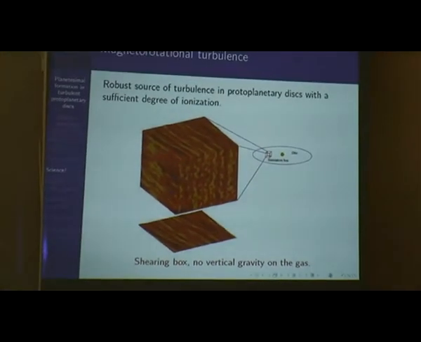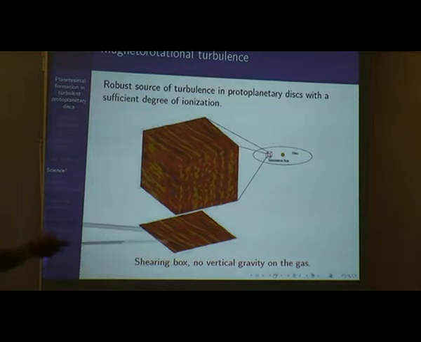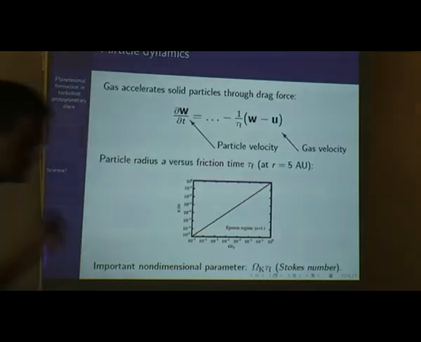And what we looked at was test disks that were turbulent due to magnetorotational turbulence, so it's a very robust source of turbulence. The product test disk where the ionization is okay, and also where the Prandtl number is okay. We'll talk about that in a few days, but we just assumed, problem number one, we assumed the MRI works. We didn't think too much about why. So we just make some nice shearing box, no vertical gravity on the gas, and we get this kind of nice turbulence out. And then we put afterwards particles, dust particles in there.